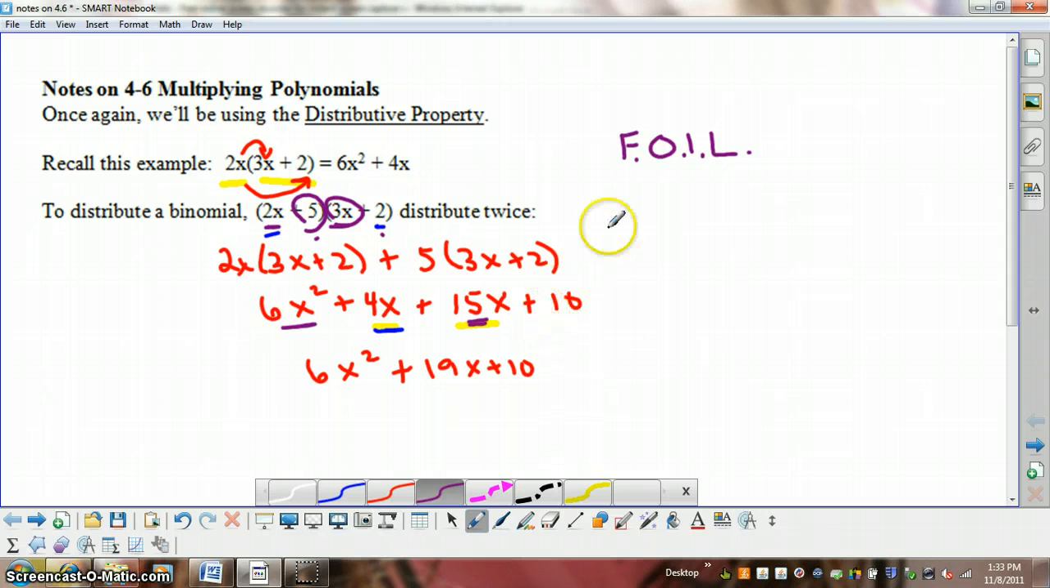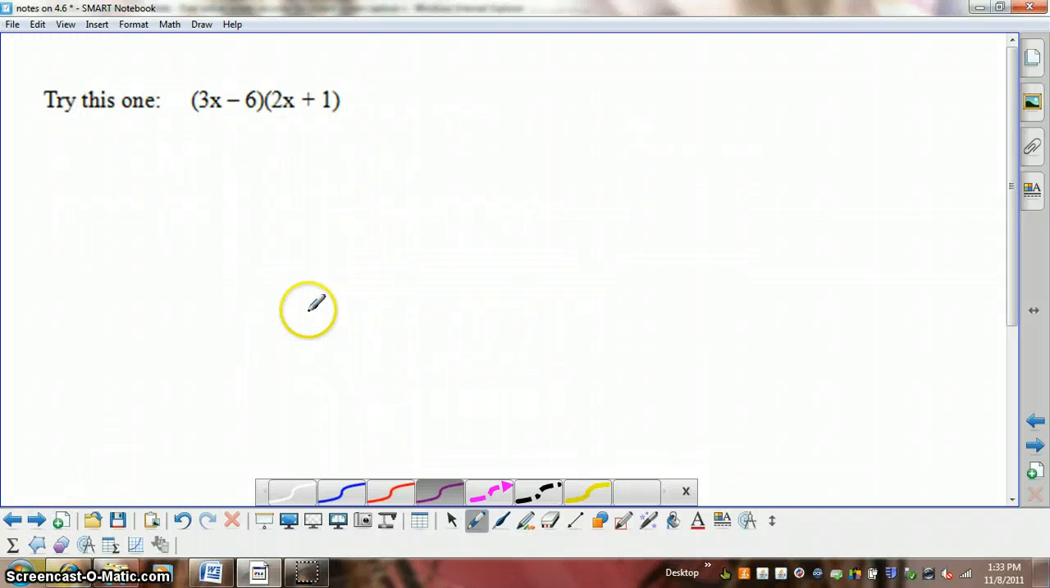The main thing, rather than remembering the word FOIL and what it stands for, is that you have to realize that 2x is multiplied by everything in the second set of parentheses, and the plus 5 is multiplied by everything in the second set of parentheses. Let's take a look at another example.